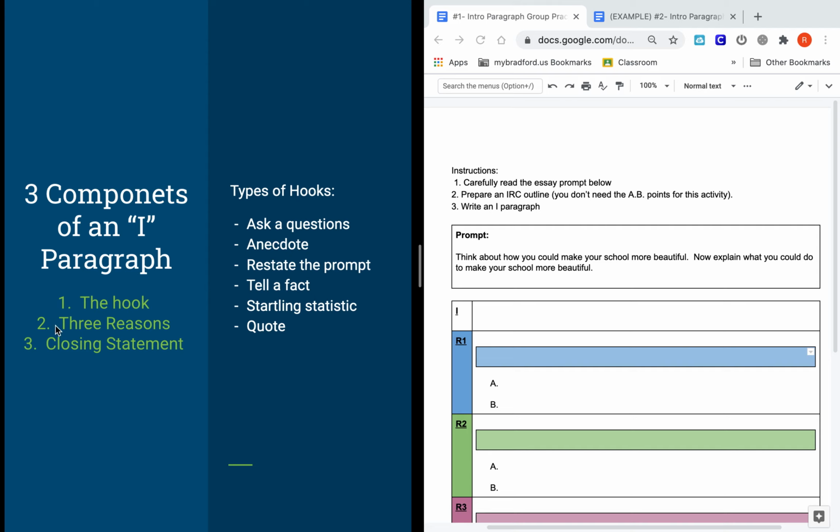Okay. The second one is the three reasons. This is also known as the thesis statement. Here, you need to answer the prompt, and you need to list your three reasons for your statement. And lastly, the closing statement. The closing statement should add new information. It shouldn't just repeat the three reasons or the hook, and it should make your reader want to keep reading.